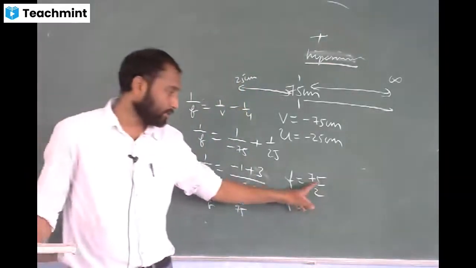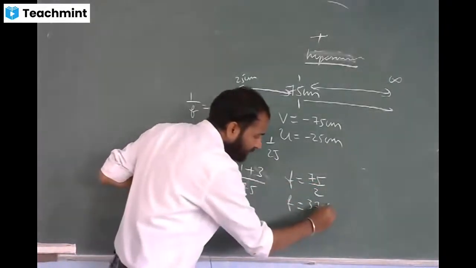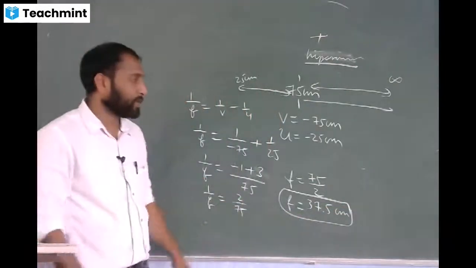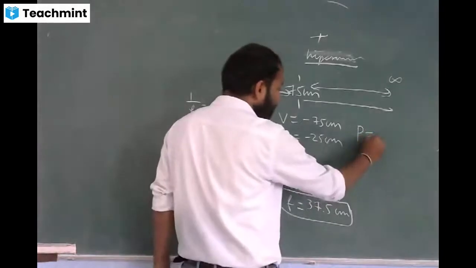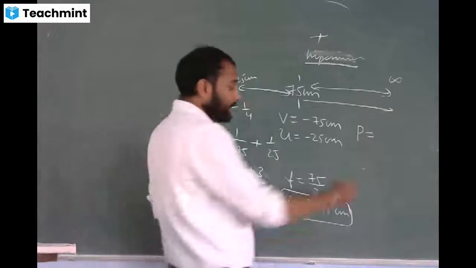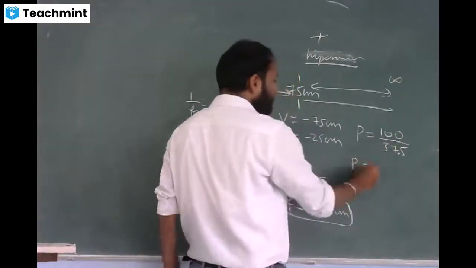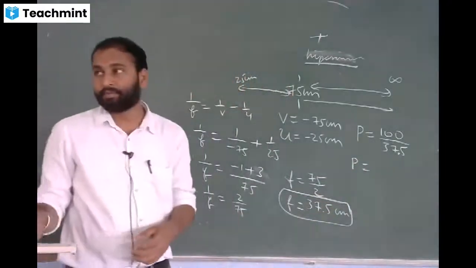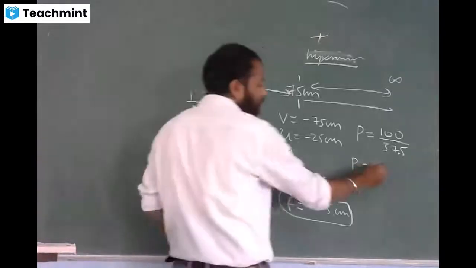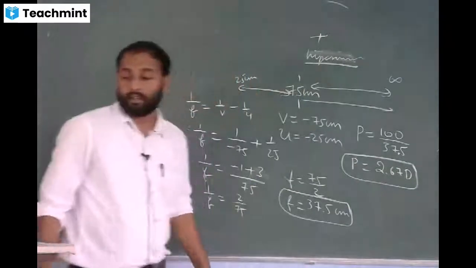F is equal to 37.5 centimeters. So this is the focal length, but we have to calculate power. Power is equal to 1 by focal length, that is 100 divided by 37.5. So power of lens is equal to 100 by 37.5, which is 2.67. Okay, 2.67 diopter is the power of this lens.